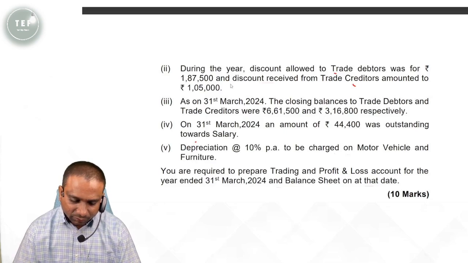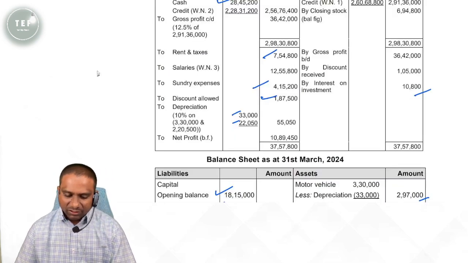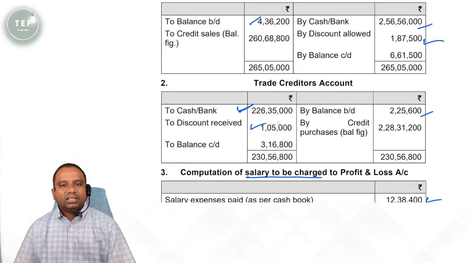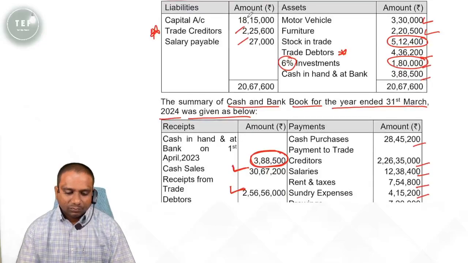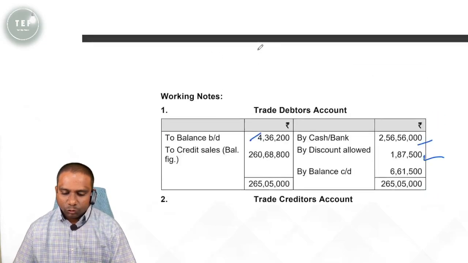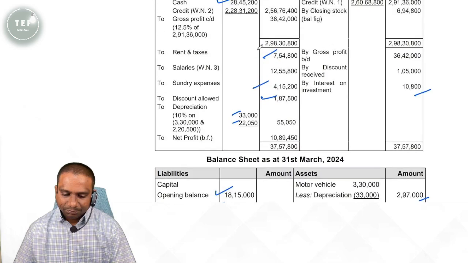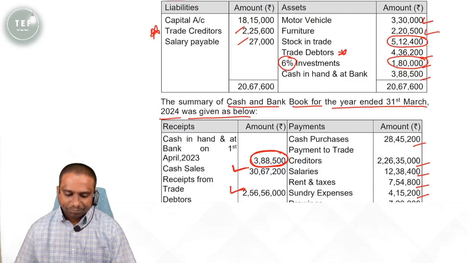Next one. Trade discount received. First, creditors account, debit side. At the same time, P&L account, credit. Observe, students. This is how we have to solve the problem. P&L account, credit. Two places. Next one.